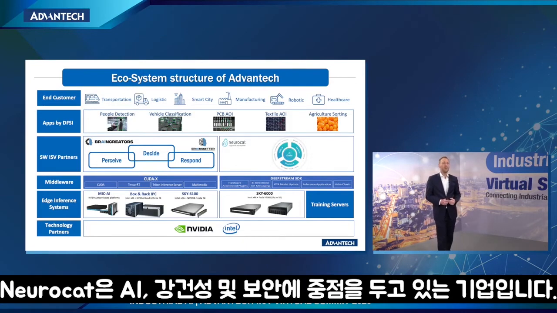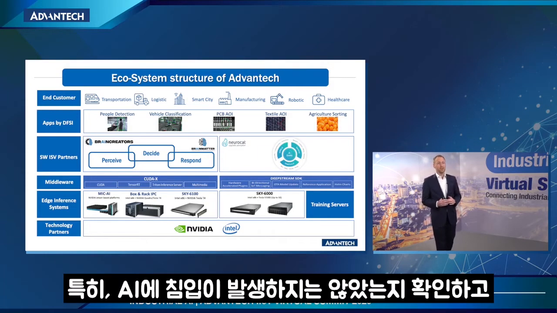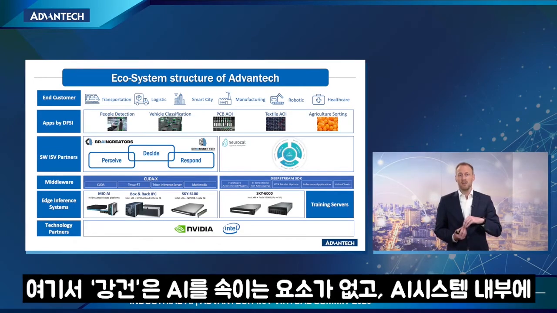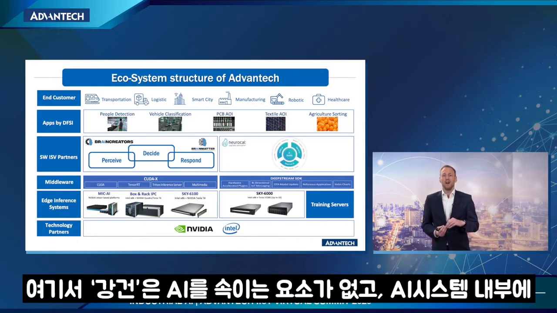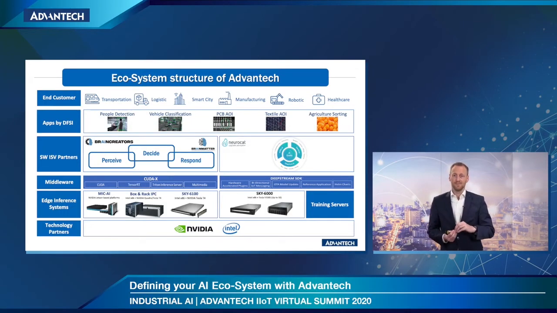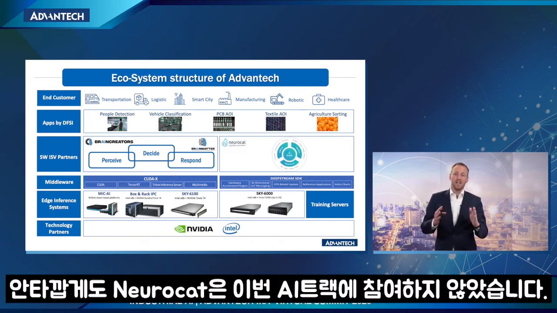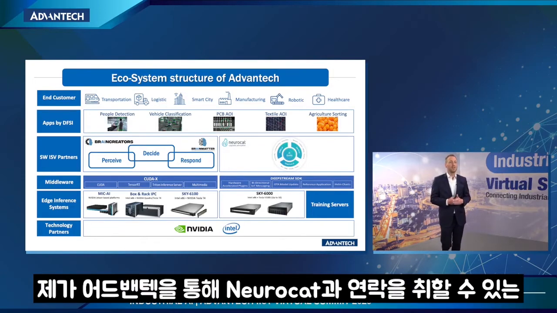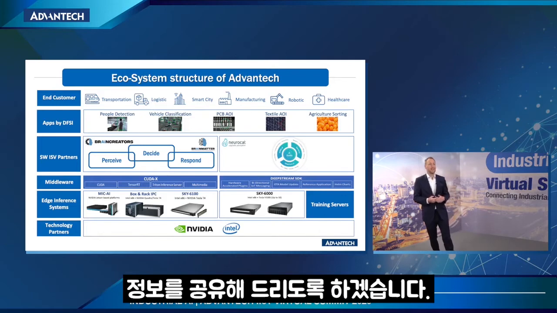On the second side, on the right side, you see NeuroCat. NeuroCat is a company that focuses on AI robustness and security. So they make sure no intrusion is happening into your AI and make also sure that the AI is robust. And with robust, we mean that you are not faking the AI, or with the AI there's no faking inside. Unfortunately, they are not in this track session, but if you want to have a discussion with them, at the end of the session, I can tell you how you can get in contact with these guys via Advantech.